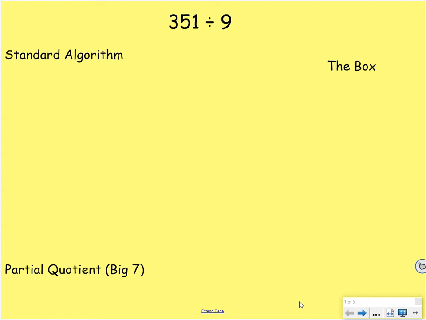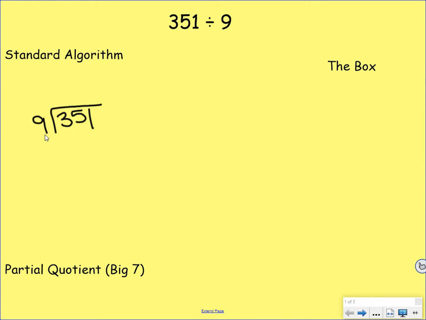All right, so we've got 351 divided by 9. Now, a common mistake is that kids write this problem like this, but that is incorrect. That is not how we write it, all right? When we say the number 351, we write 351 divided by 9. Now, this is a standard algorithm that you have probably seen several years, and it works for some of us. We're going to start there.